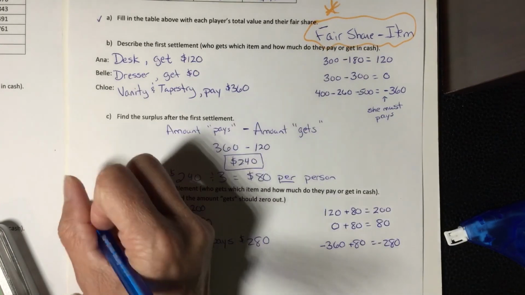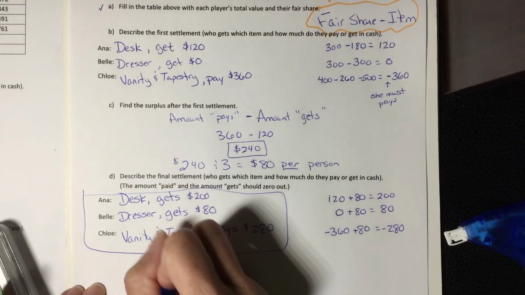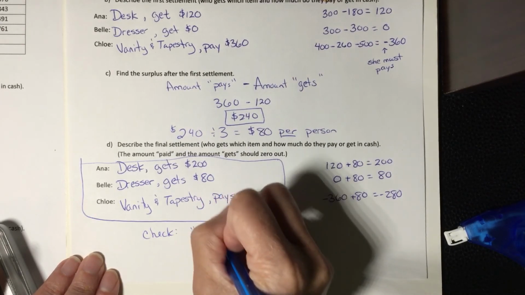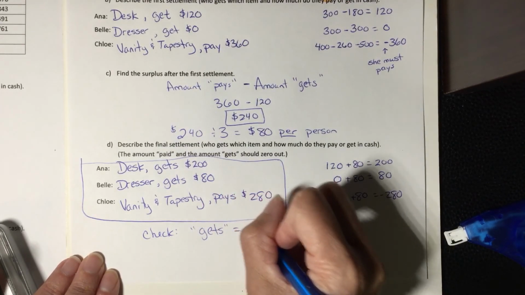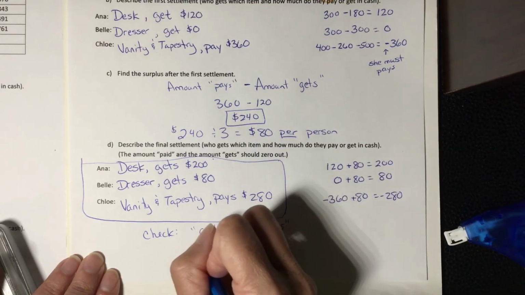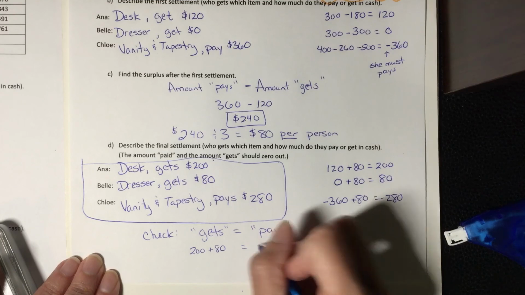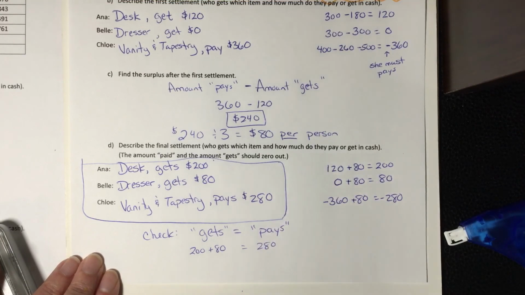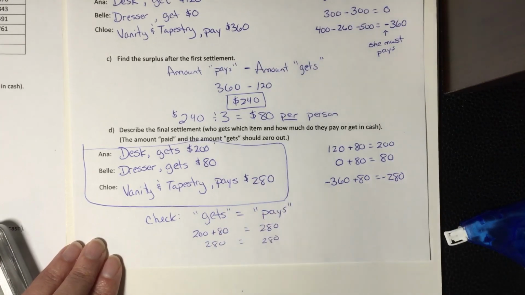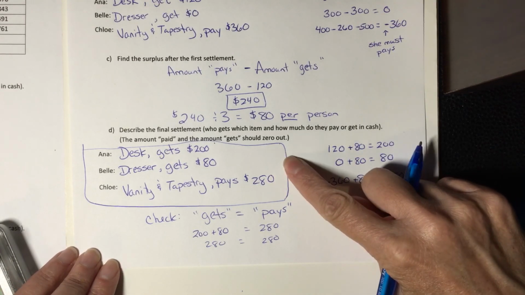Now that was a lot of steps. If you want to check at the end to see if you got it right, this is your check. Your gets and your pays for the final settlement should be the same. If you look, Anna and Belle both got money. One of them got $200, one of them got $80. And then Chloe paid $200. I'm sorry, she paid $280. If you'll notice, those even out. There's $280 here, there's $280 here, so the money balances out. If this balances on your very final settlement, then you know that you did the problem correctly.